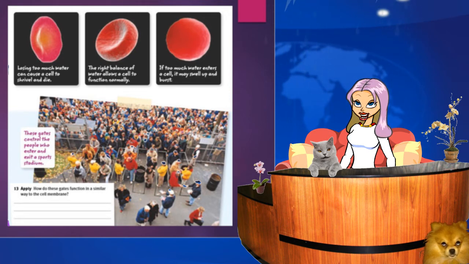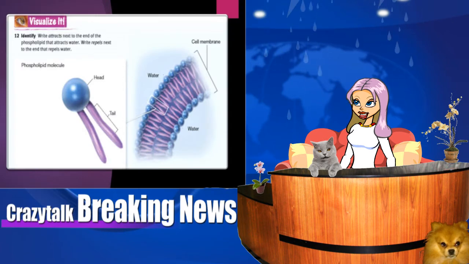This graphic shows gates that control the people who enter and exit a sports stadium. Apply. How do these gates function in a similar way to the cell membrane? Okay, can you answer these questions? What is a cell membrane made of?